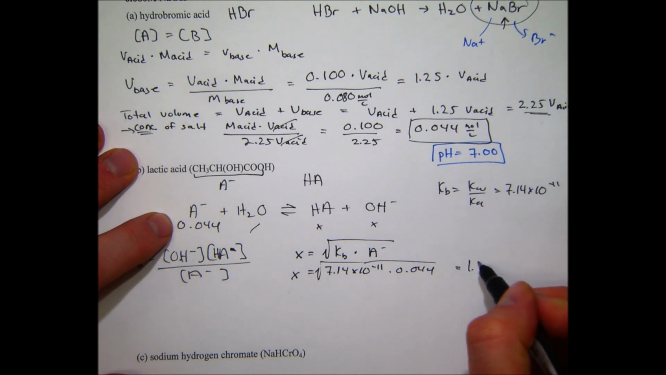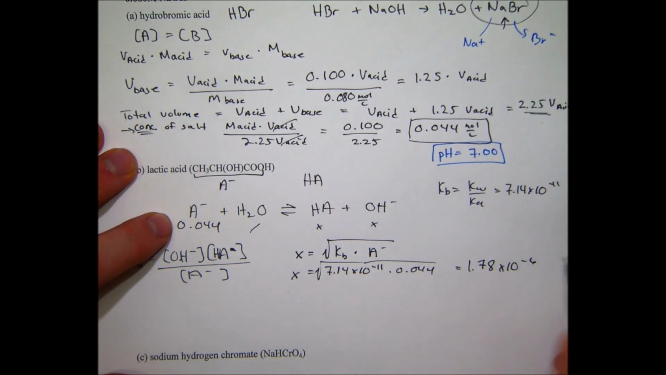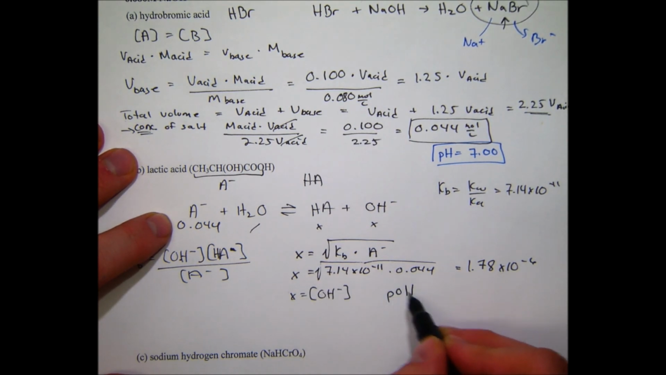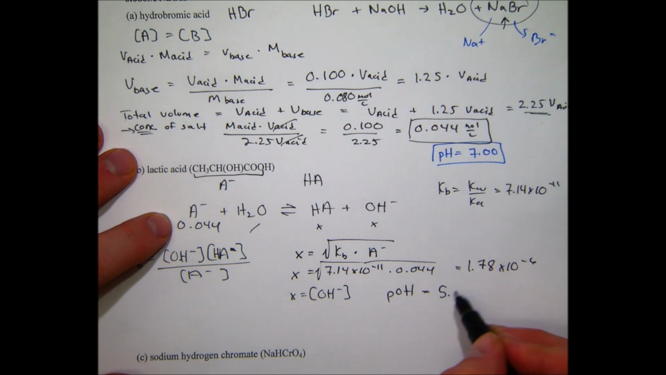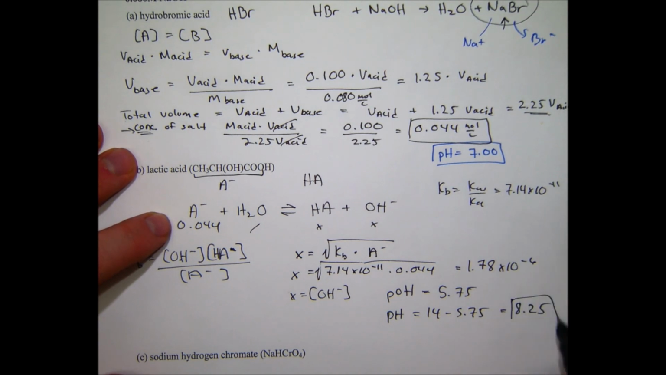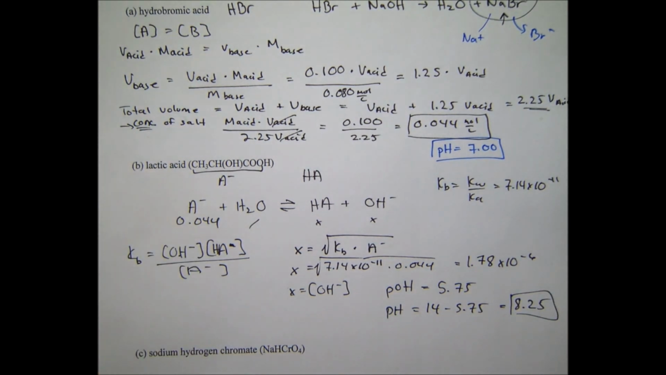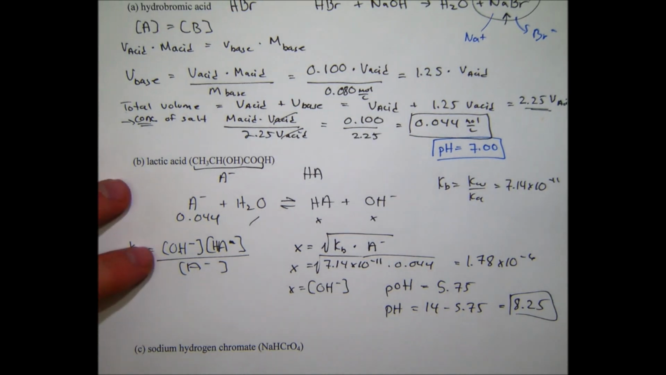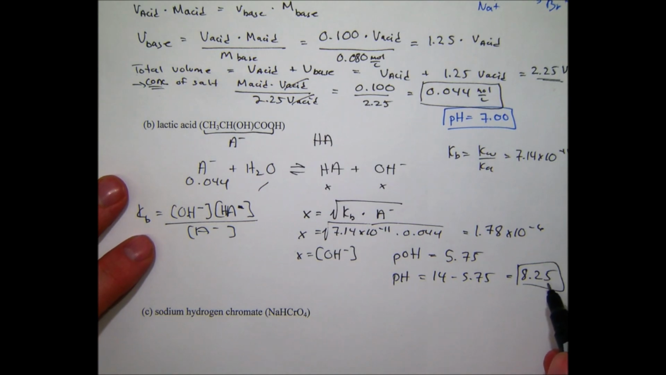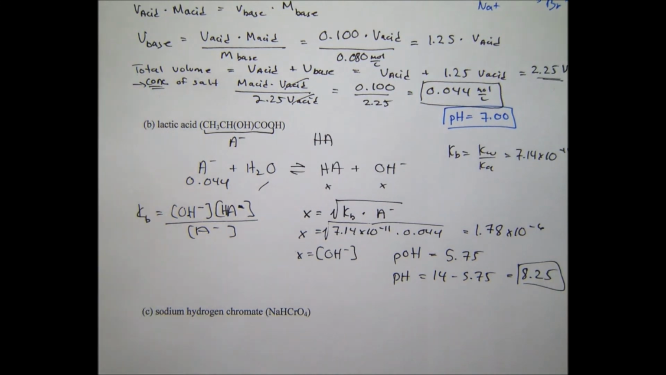And I have this at 1.78 times 10 to the negative 6. X is equal to the concentration of OH negative. So pOH is equal to 5.75, making pH equal 14 take away 5.75, which is equal to 8.25. There are different ways to do this equation, to work your way through it. This is just one particular method that will produce an answer that is what we expect. So 8.25 is the pH when you have a weak acid with a strong base, which is exactly what we expect.